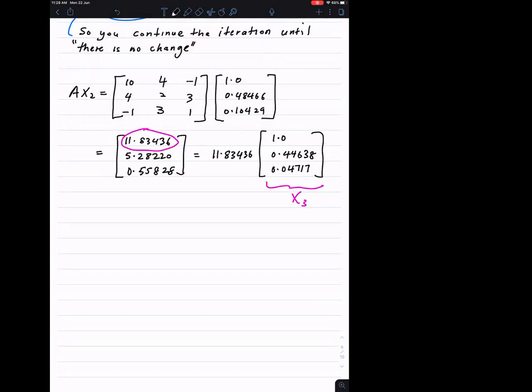So this is equals to 1183. Maybe there may be some mistakes when I'm copying things, numbers. But don't worry about this. Where x3 is this. Now you continue the next iteration.